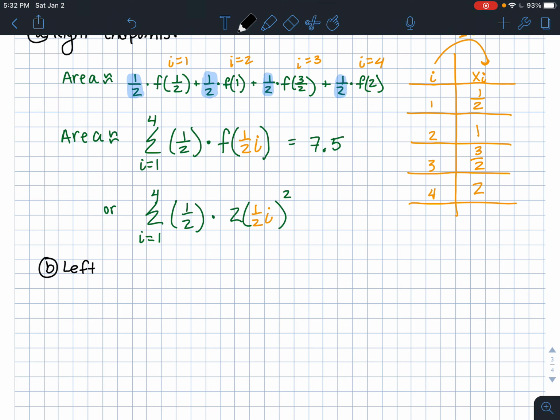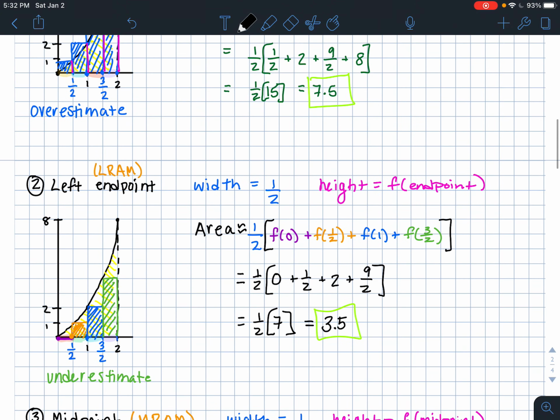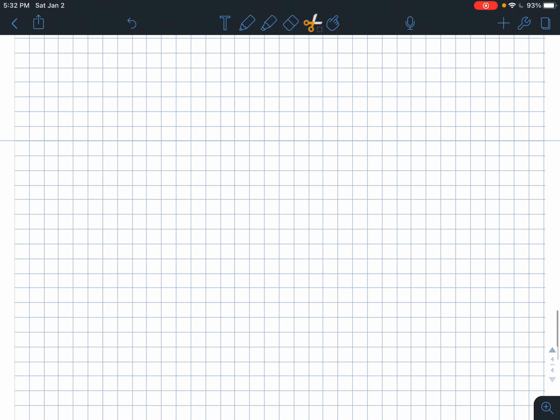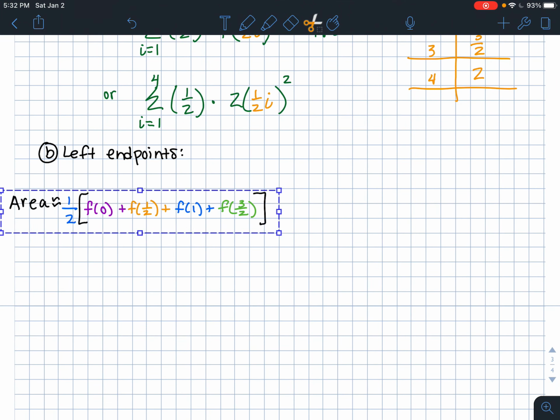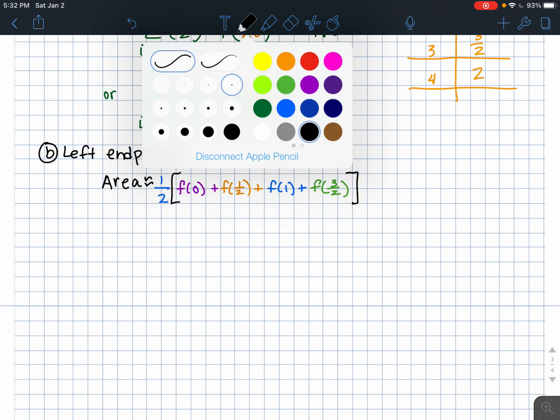As we go through this, it's going to get a little faster, and as you get more practice, it becomes even faster. So now let's do the left endpoints. I missed the word end. Okay, so again, I'm going to scroll back up, and I'm going to cheat a little bit. Okay, there we go.